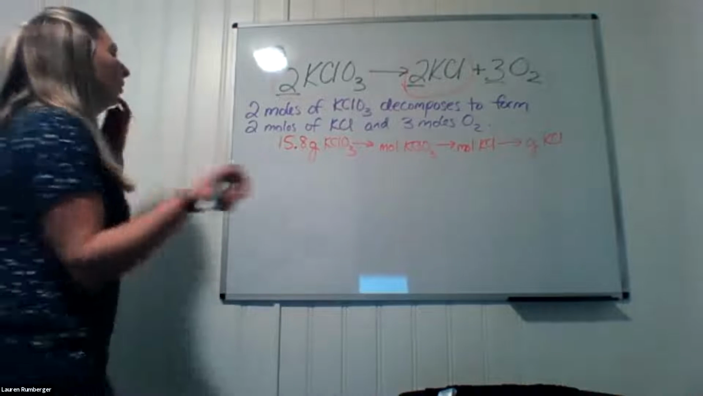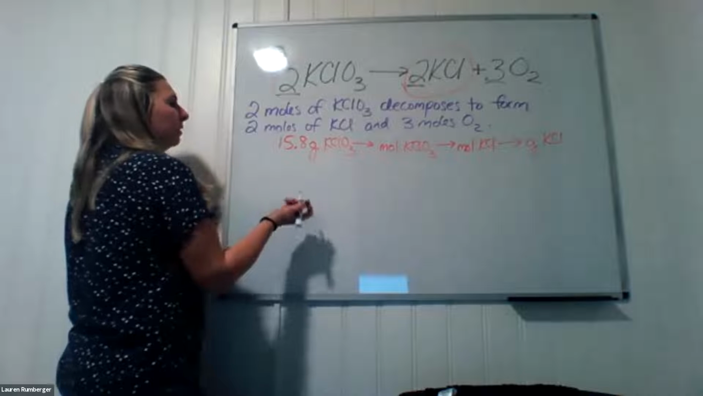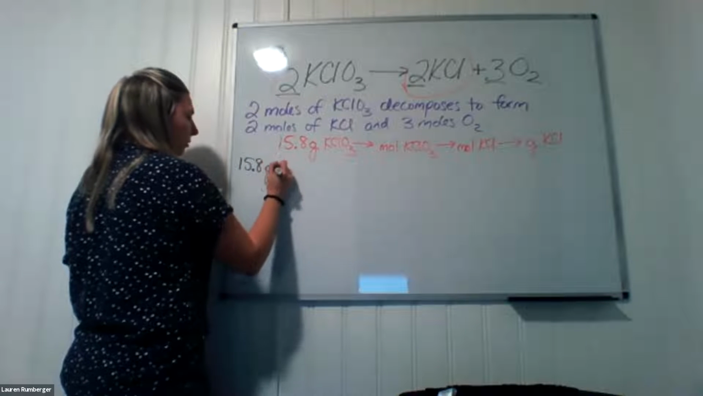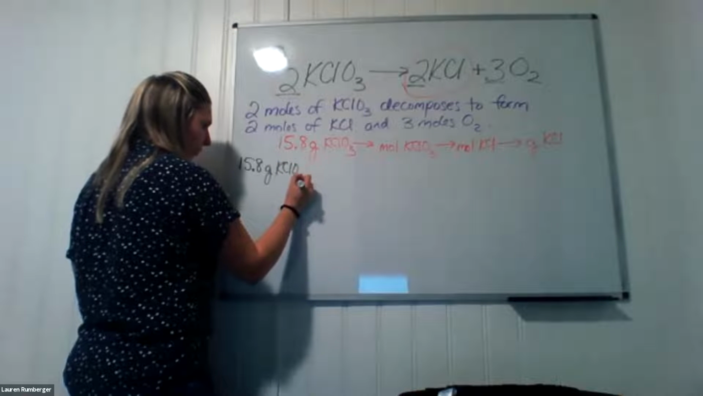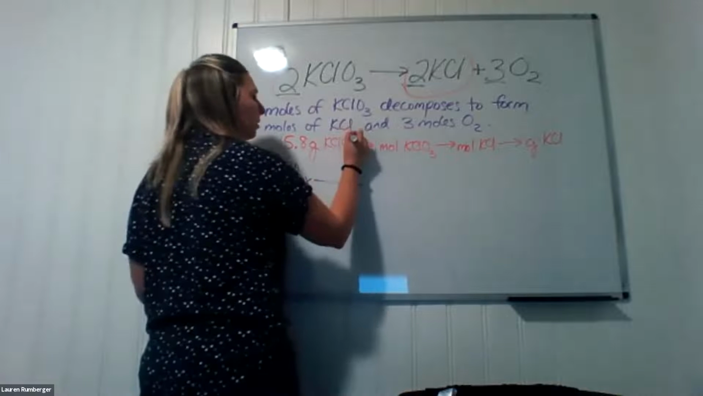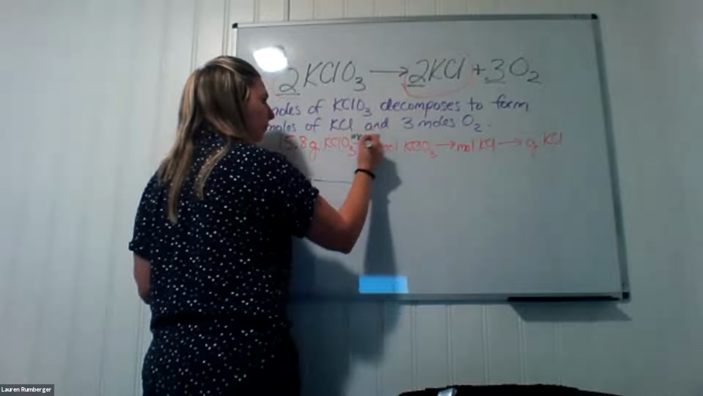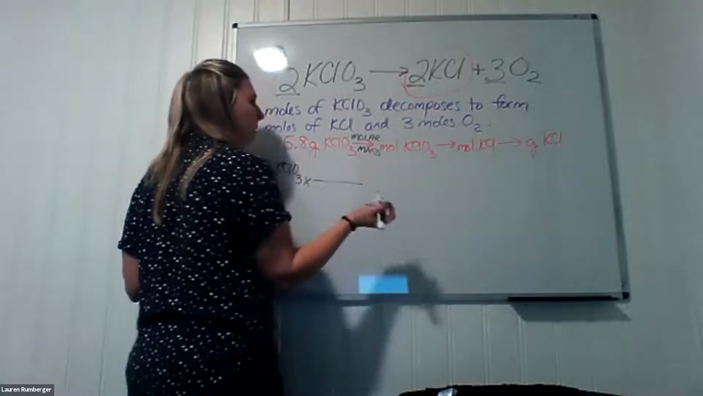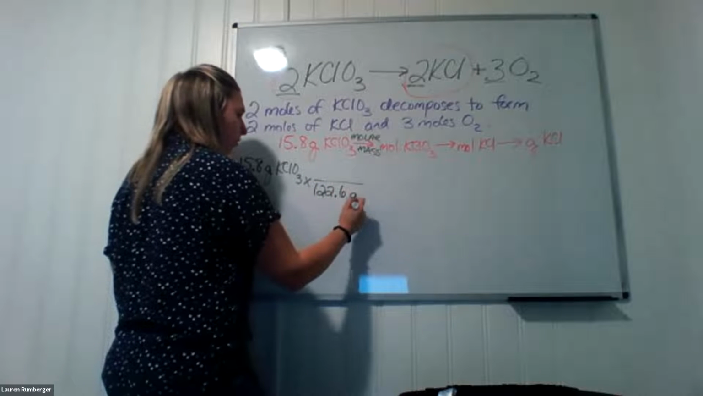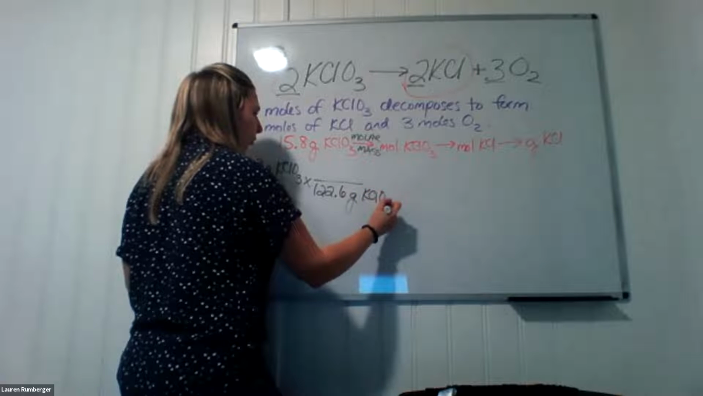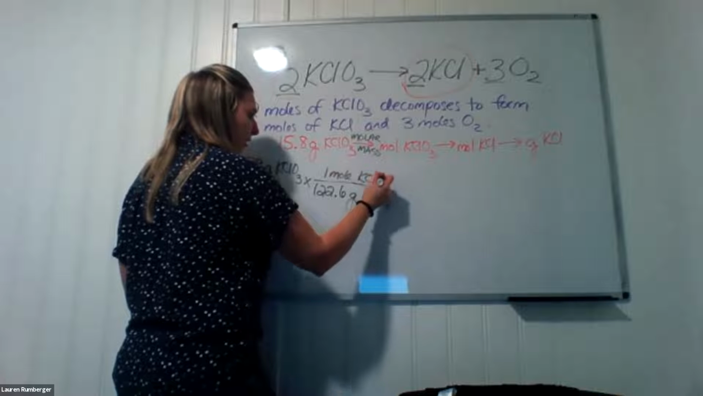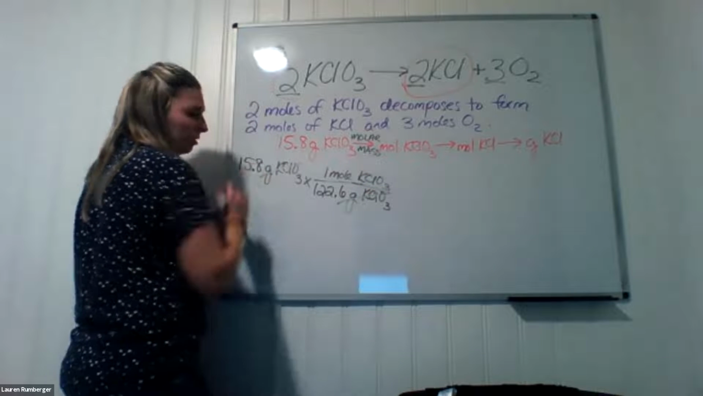122.6. So we're going to start here with 15.8 grams of KClO3. The first step we must take is to change it to moles. We use the molar mass in that step. Okay, so we said the molar mass was 122.6 grams of KClO3 per 1 mole of KClO3. Cancel the units of grams.